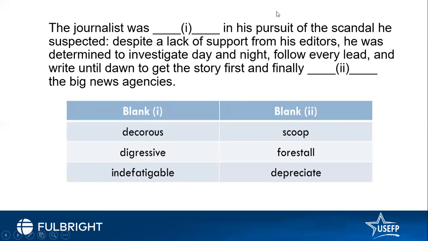So next: the journalist blank in his pursuit of the scandal he suspected. Despite a lack of support from his editors, he was determined to investigate day and night, follow every lead and write down until the dawn to get the first story and finally the news. The journalist was blank in his pursuit. He's very passionate about this.